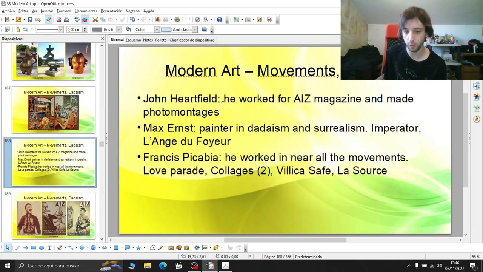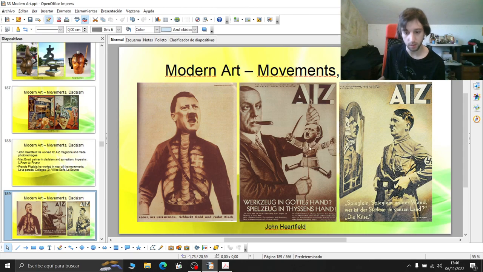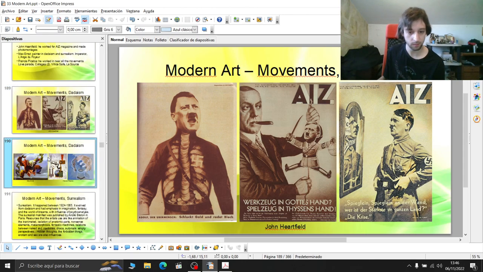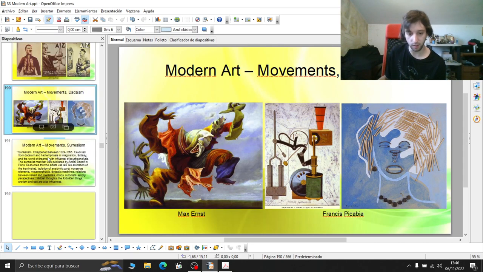John Heartfield worked for AIZ magazine, he will appear also in photography, and made photomontages. Then Max Ernst, painter of Dadaism and Surrealism, and Francis Picabia, who worked in nearly all the movements. John Heartfield, Max Ernst, and Francis Picabia.